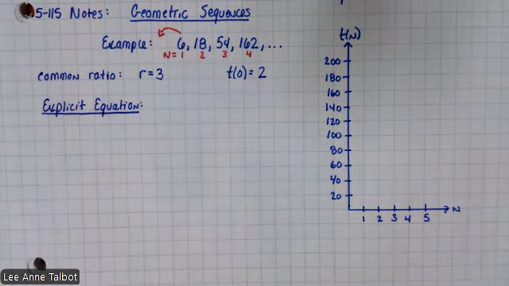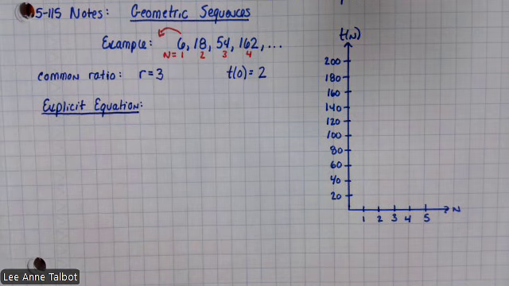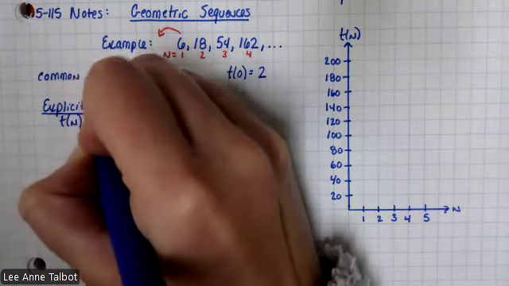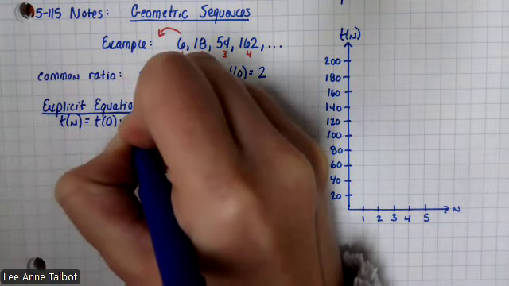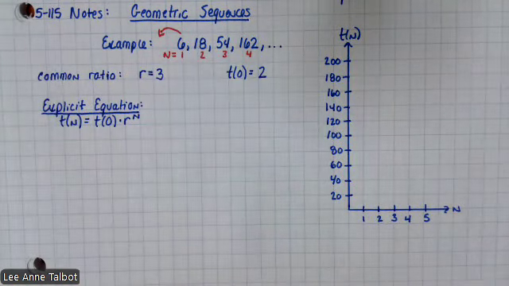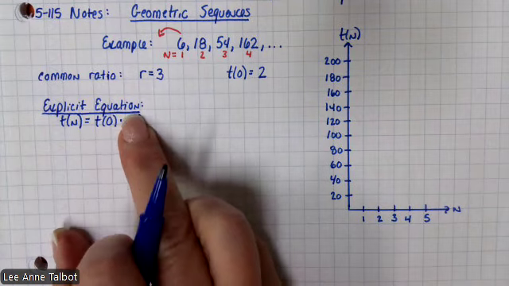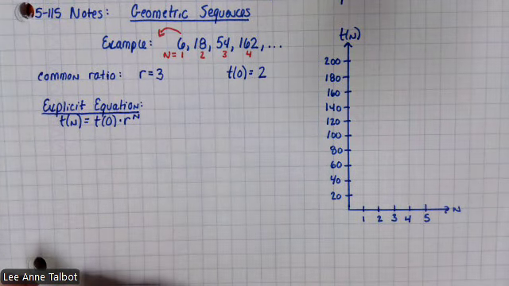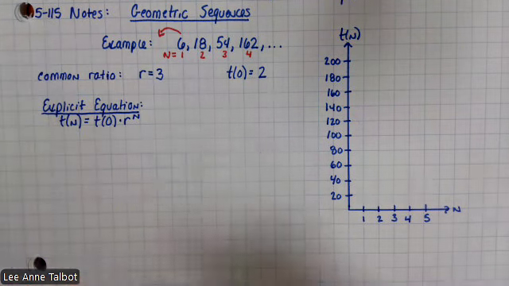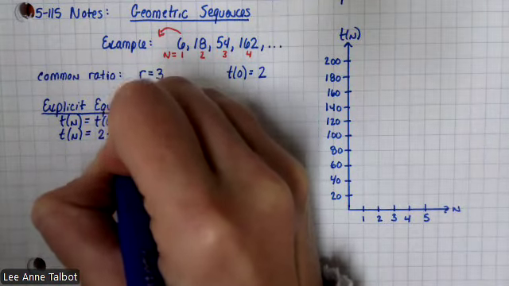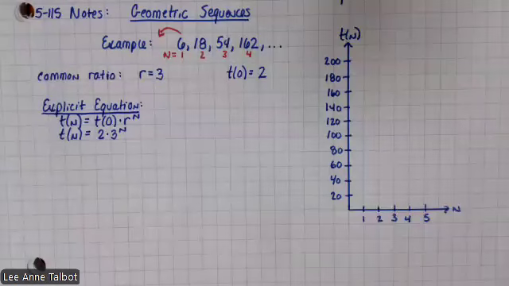Okay. Explicit equation. This is multiplication. So it should look like y equals ab to the x, but with fancy notation. So t of n equals t0 times r to the n. But I really want you to see the y equals ab to the x living there. And so this would be t of n equals 2 times 3 to the n.